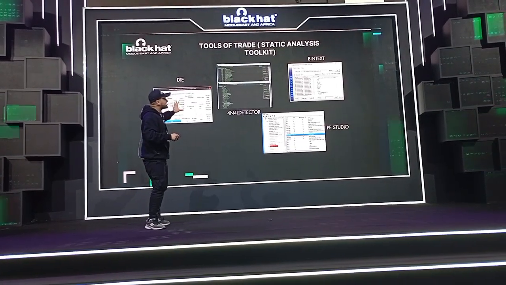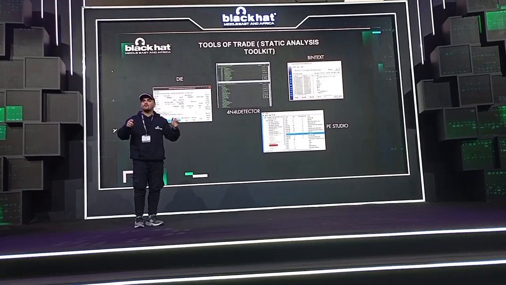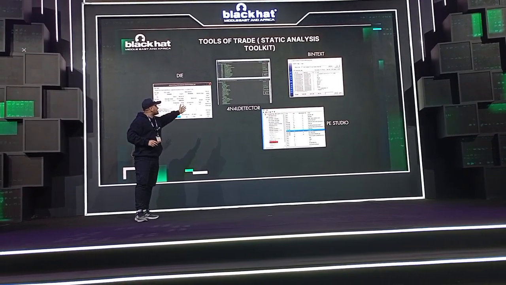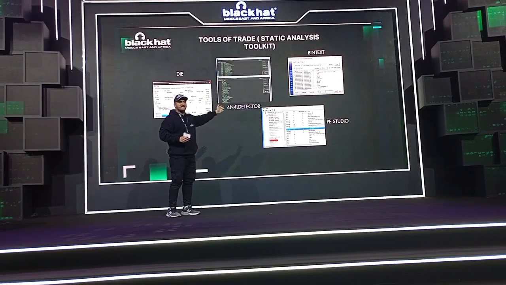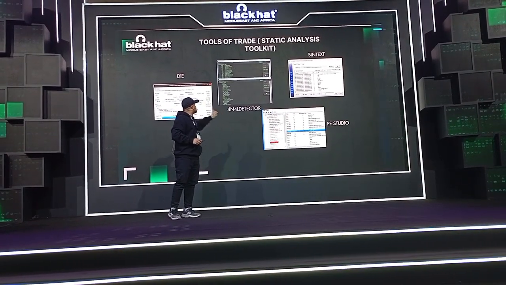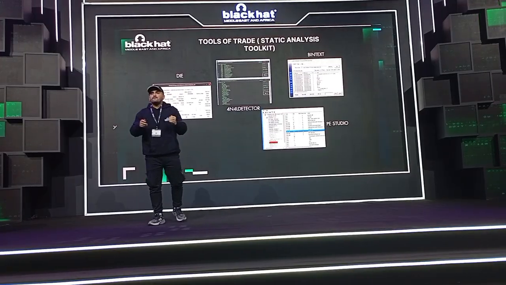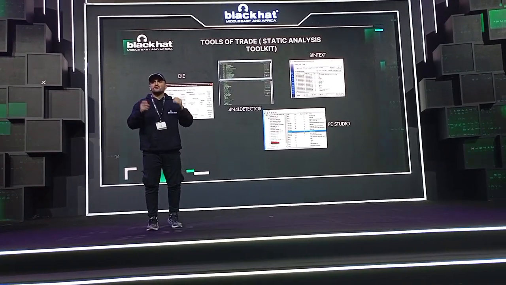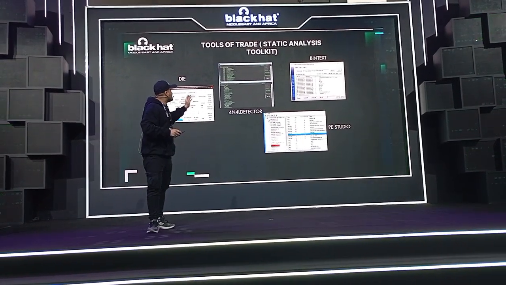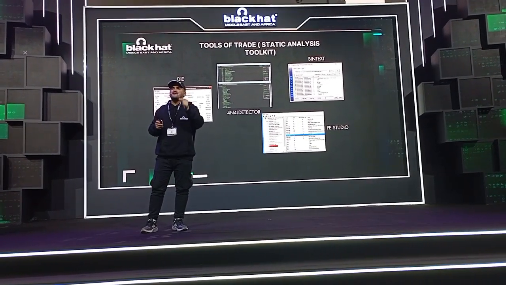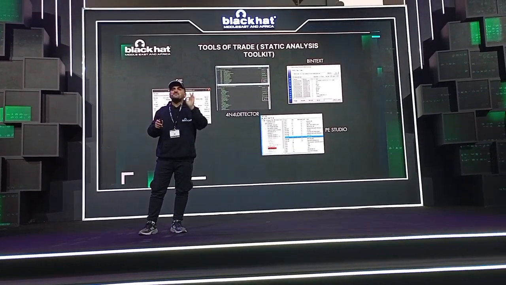Well, these are the basic static tools that we can use for our investigation. One of them is Detect It Easy, along with PE Studio and BinText. PE Studio and Detect It Easy are mostly for basic PE analysis, that is, portable executable analysis. And BinText is for string analysis, because sometimes just by dumping the strings, we can find the specific decryption key for this sample.